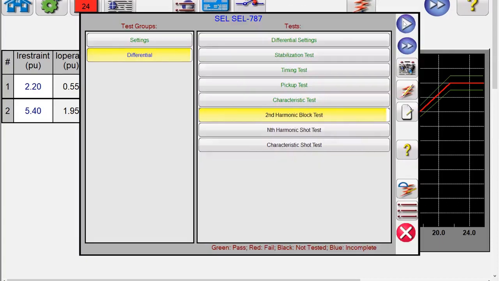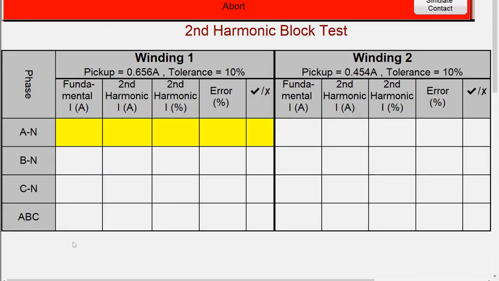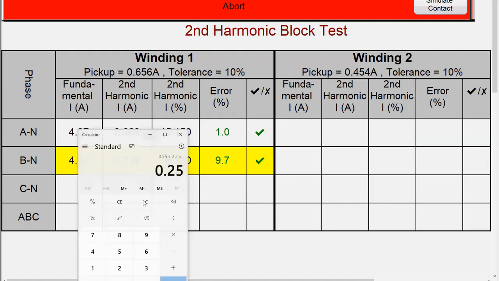Let's move on to the next test, which is a second harmonic block test. So the second harmonic block test is what we are doing is that we are injecting a current which is of the fundamental frequency, and then also another current that is of your second harmonic. For instance, we are performing a single phase test here for winding 1. So we are injecting a current on A phase at 4.37, but we are ramping the second harmonic content current to a point where we read close to 15%, which means let us look into calculations again.